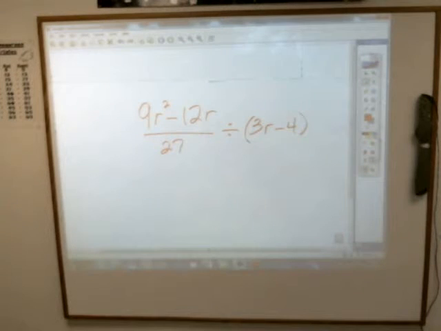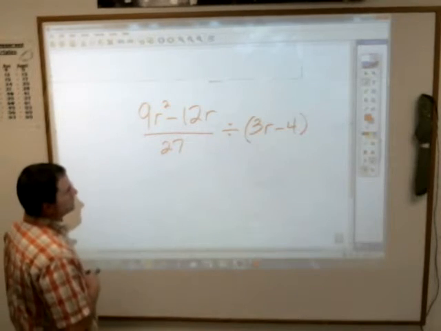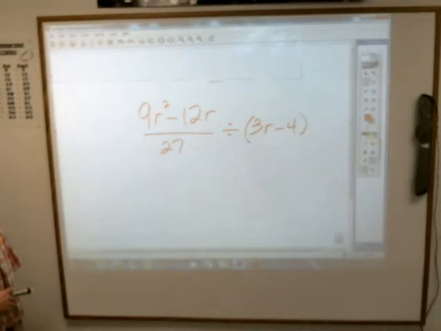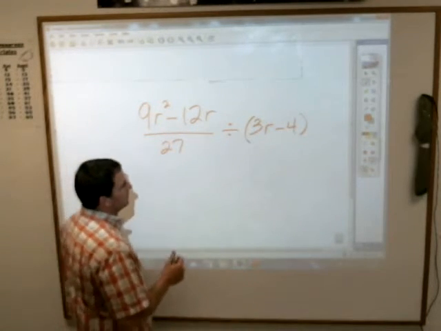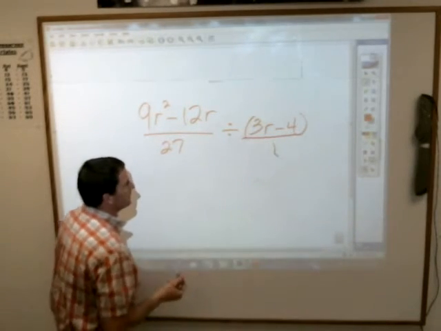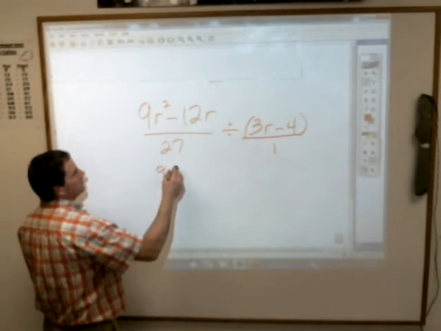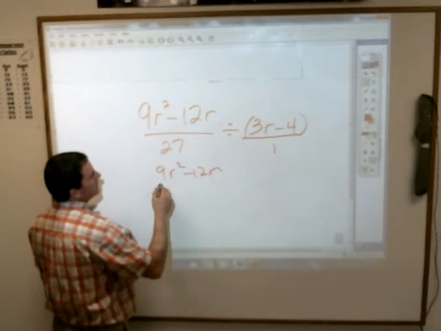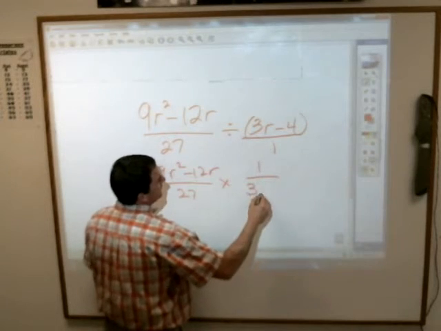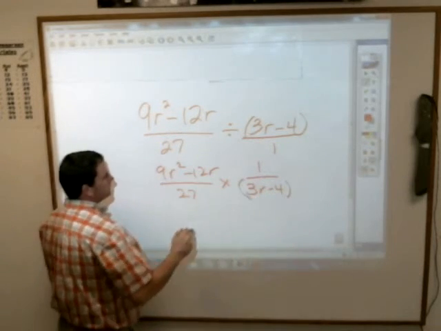Where it says, lead them, 3r over 27. 3r over 27. I got it. All right, so you put this over 1, your first step is to make it a multiplication problem: 9r squared minus 12r over 27 times 1 over 3r minus 4, correct?